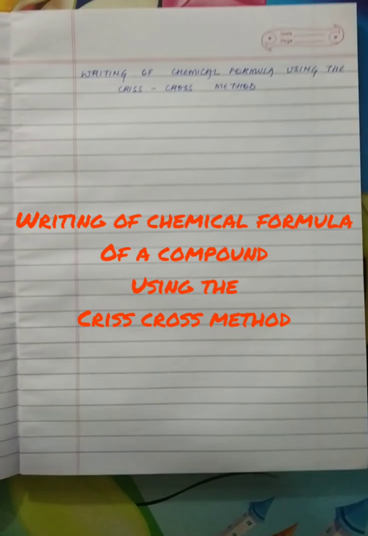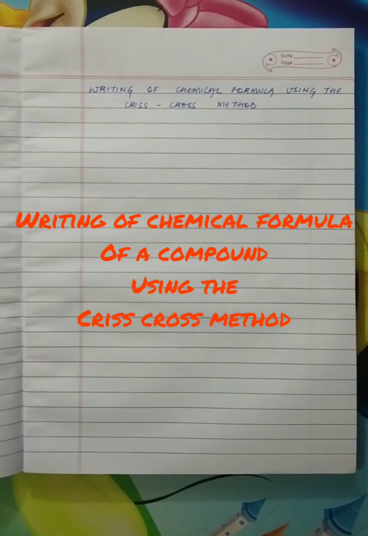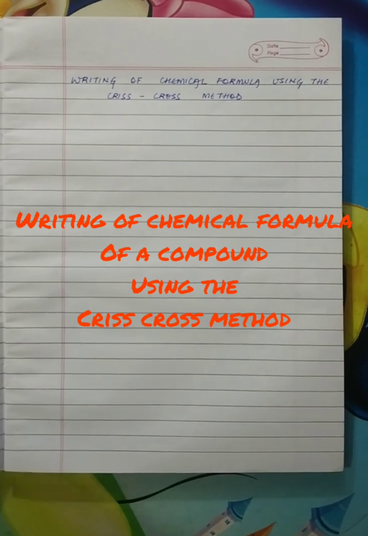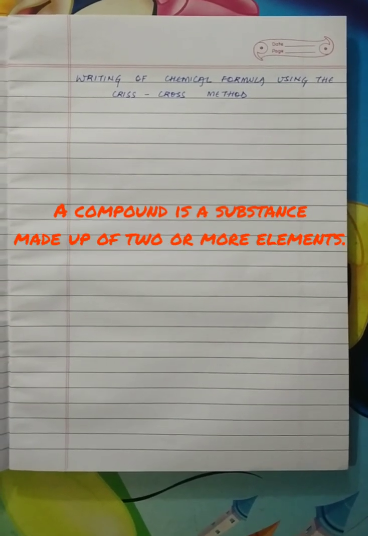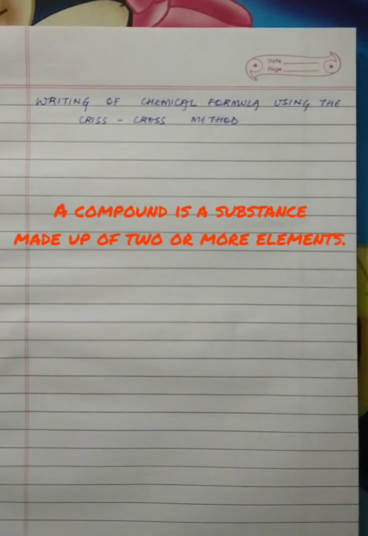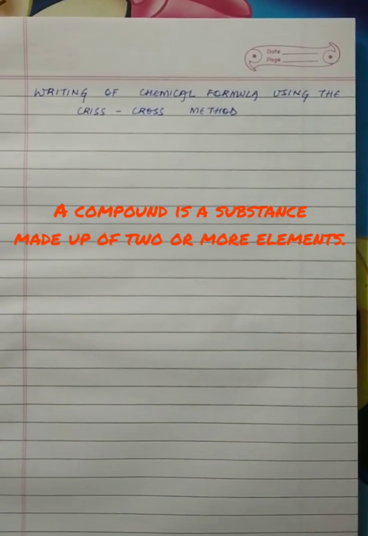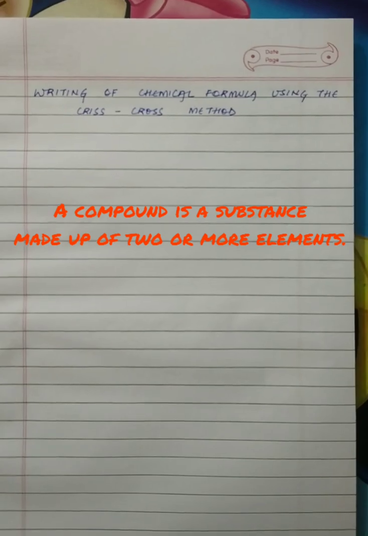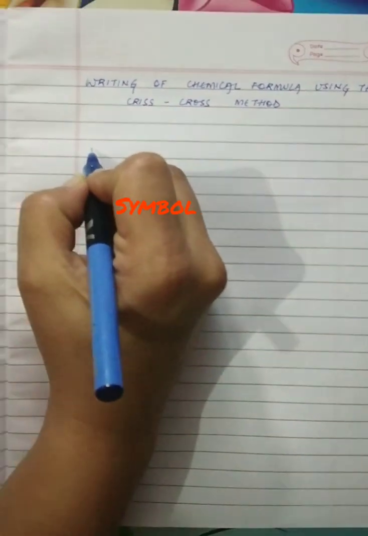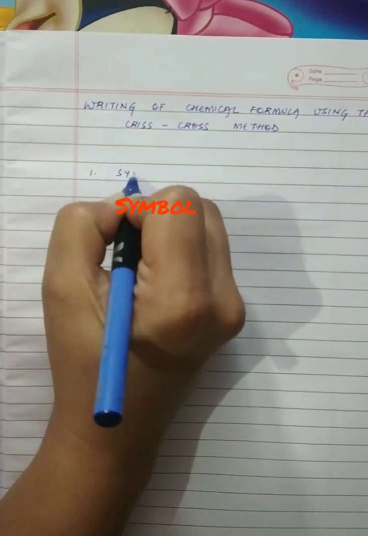Hello everyone. Today we will be doing writing of chemical formulas using the crisscross method. When we write a chemical formula for a compound, we've already done what is a compound. A compound is a combination of two or more elements. So when we write it in the chemical formula form, we follow the crisscross method, and what we require is number one, symbol.